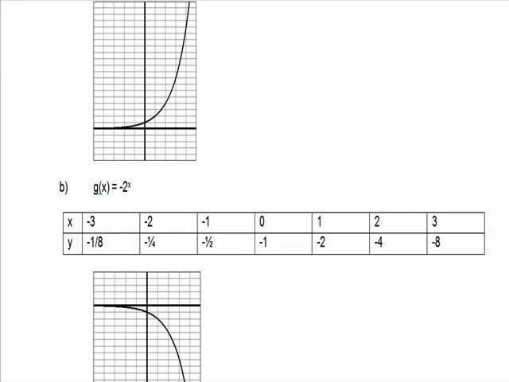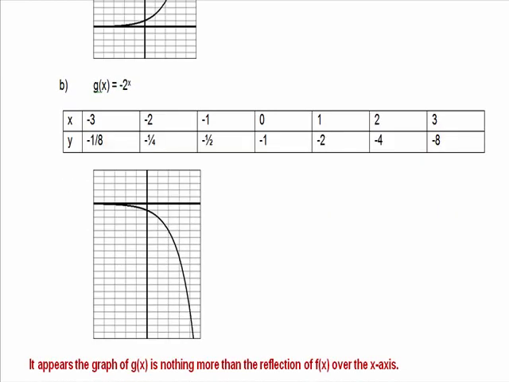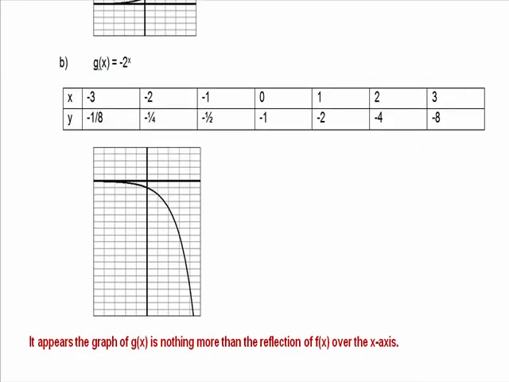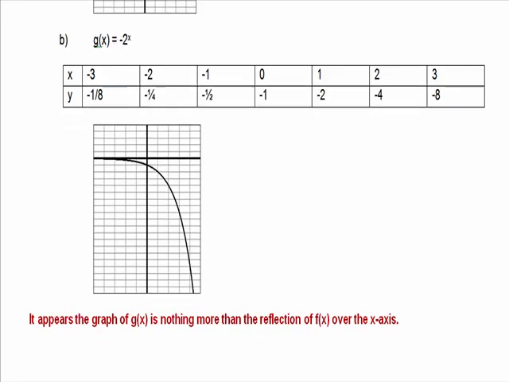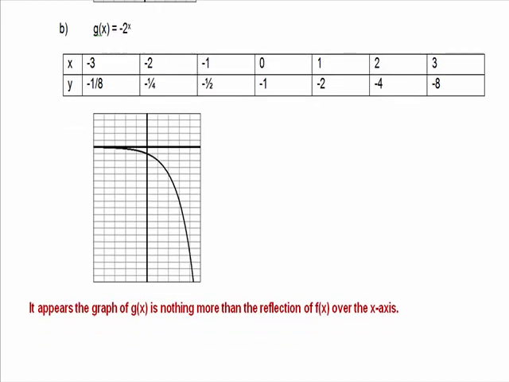Notice when I throw the negative out in front of the function, all it does is reflect the whole graph over the x-axis. So it turns it upside down, you might think, but really it's a reflection over the x-axis. So it appears that g(x) is nothing more than the reflection of f(x) over the x-axis.